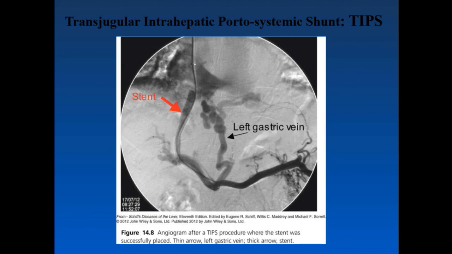Basically, what's happening is you're trying to create a shunt between the portal system and the hepatic system. You're decompressing the portal system. And you can use it as a first-line agent if you're not able to control the bleeding. Nothing wrong with that. But you need to have good interventional radiology support to manage this.